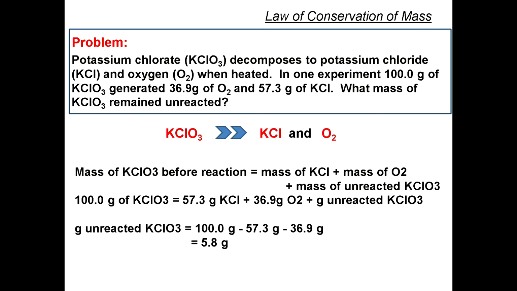The total mass before the reaction is 100 grams, and so the total mass after the reaction should also be 100. So we just use 100 minus these two masses, and we can get the mass unreacted. Okay?